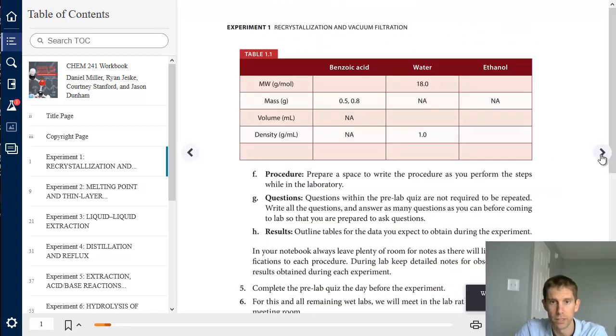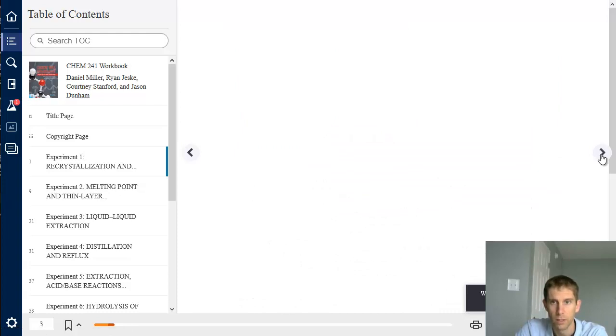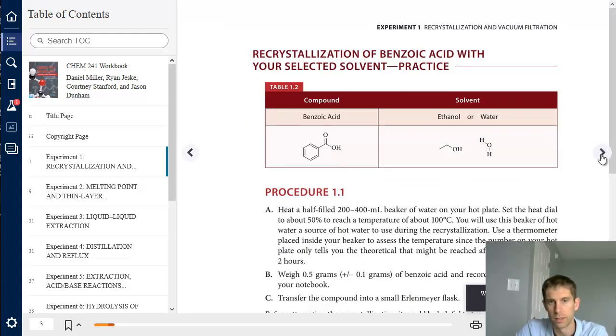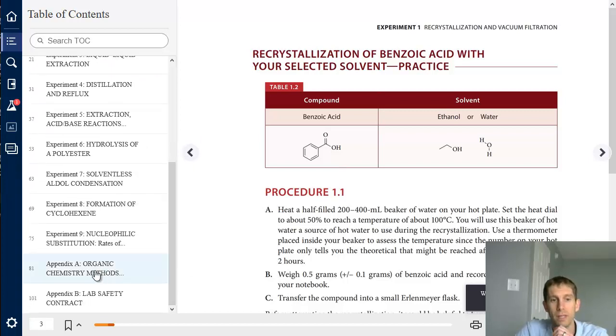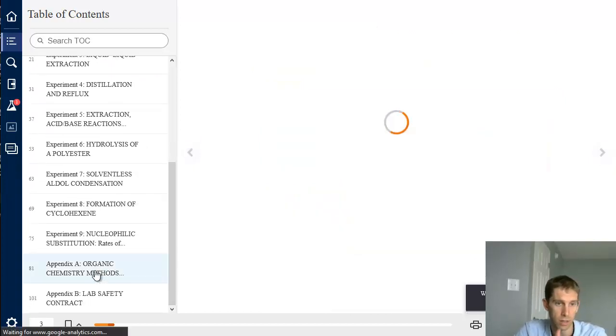And you can scroll the pages by clicking this way. So reading experiment 1 is one thing that you have to get done early this week. Experiment 2 also needs to be done this week, but experiment 2 is a different story that we'll talk about a little bit more later. And then reading the appendix is also a really good starting point.